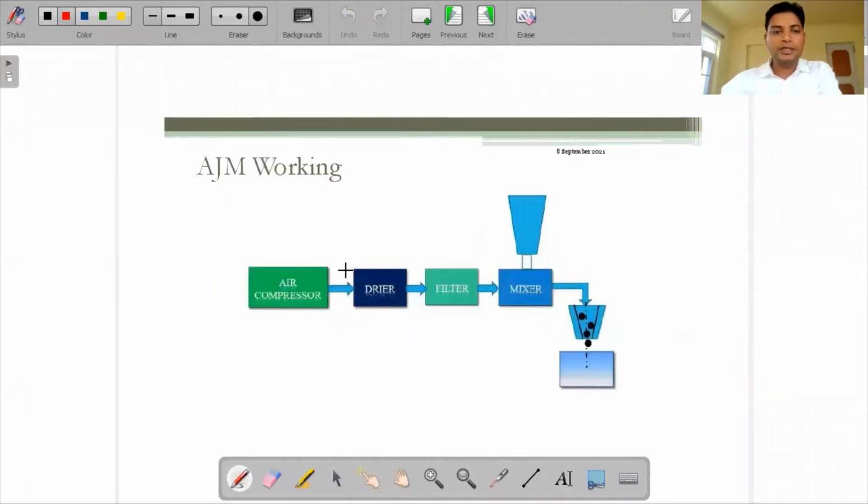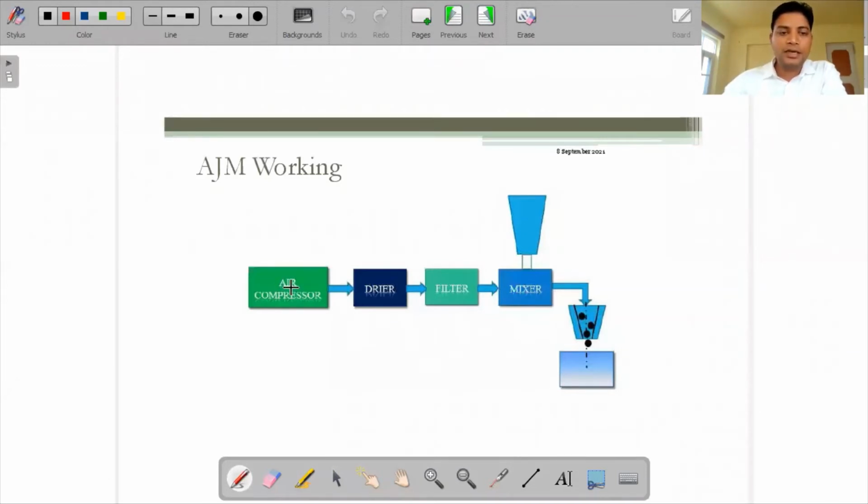Now the working is basically here. There are some elements that we are using. Either you can present it by creating a compressor, then dryer, then filter, but I'm just making boxes, just to tell you what these elements are and why we are using them.